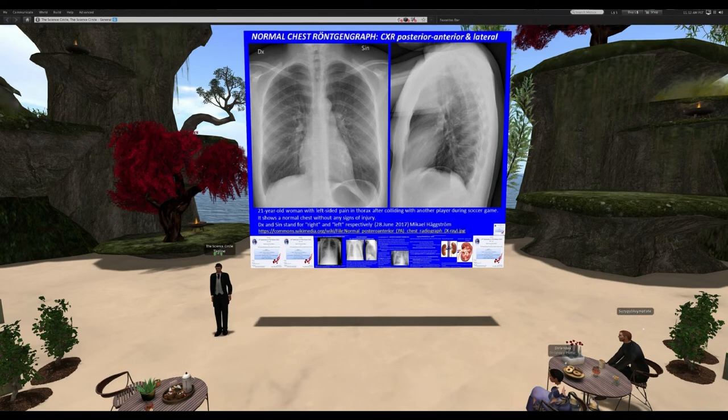Look at the left side of this, and the heart shadow in the center that tends to the left. That's just one of the reasons the lung on the left has two lobes. I said tends to the right; it tends to the left. And the left lung has two lobes. The right lung has three lobes, and it has more space.